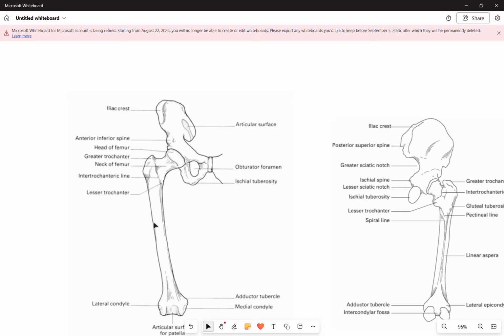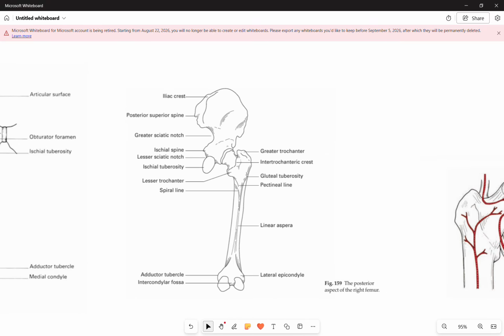And then you've got the shaft and the lower end, which have got condyles. Now, there is an angle between the neck and the shaft of the femur. This is the angle of inclination. And I'll talk, number one, about the head.